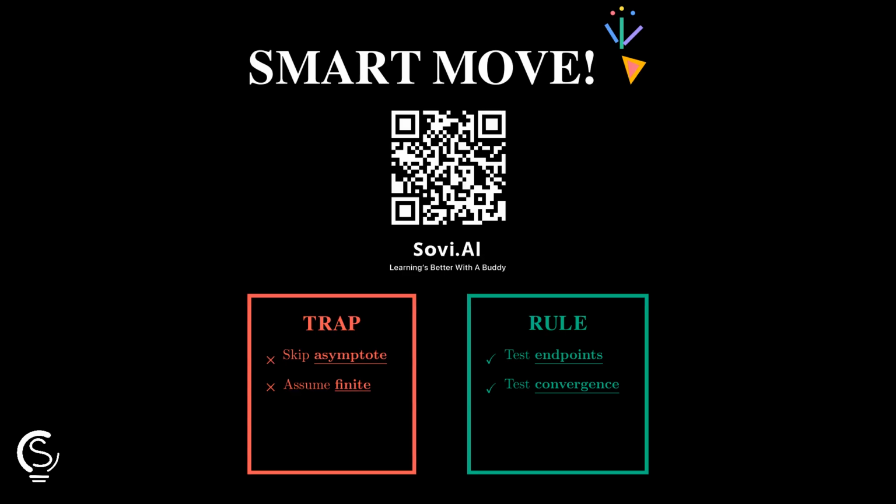Don't skip the asymptote or assume finite values. Always test endpoints and check for convergence.